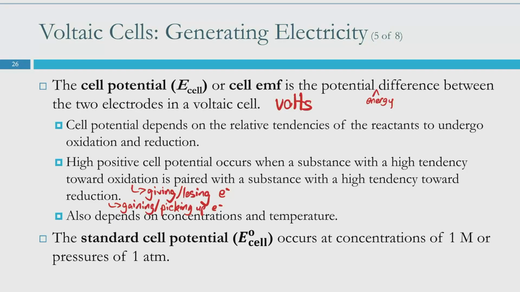If they're both really likely to give electrons, then it's not going to result in as high of a cell potential, because one of them has to receive electrons for one of them to give. So the best case scenario is one of them really wants to get rid of electrons and one of them really wants to pick up electrons.